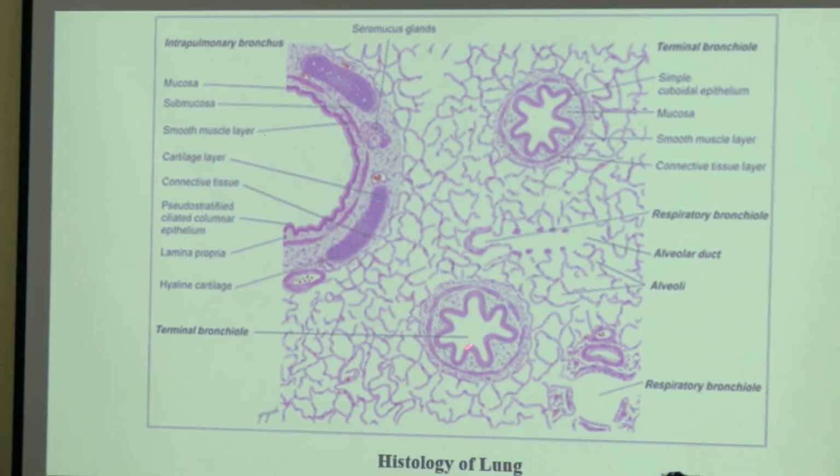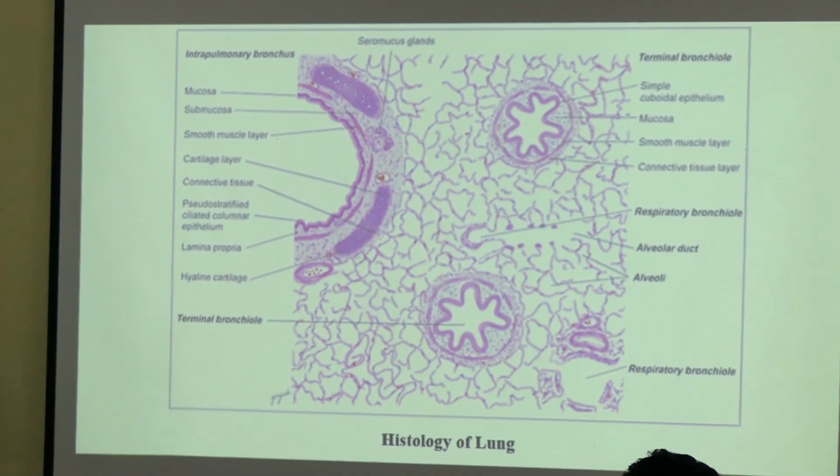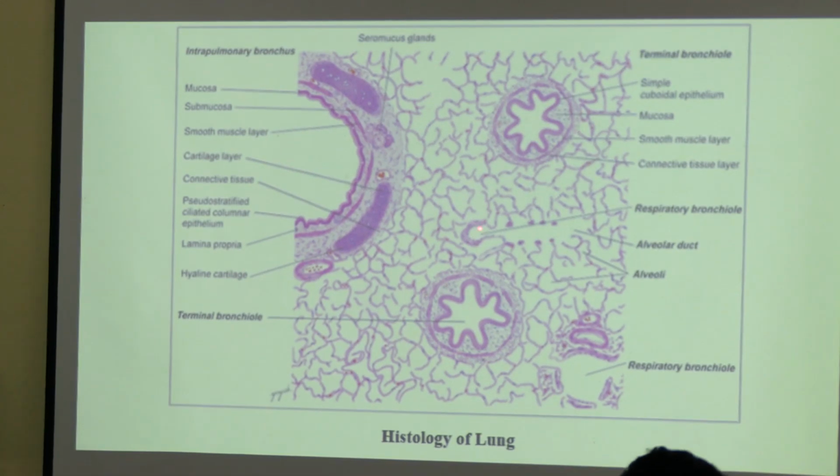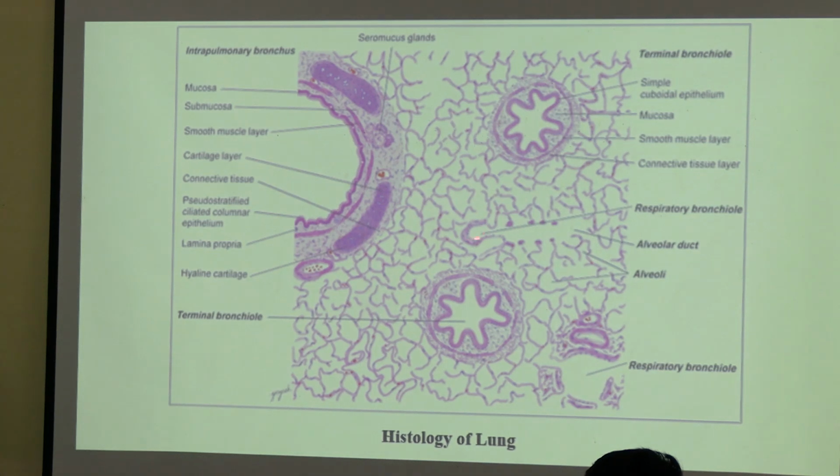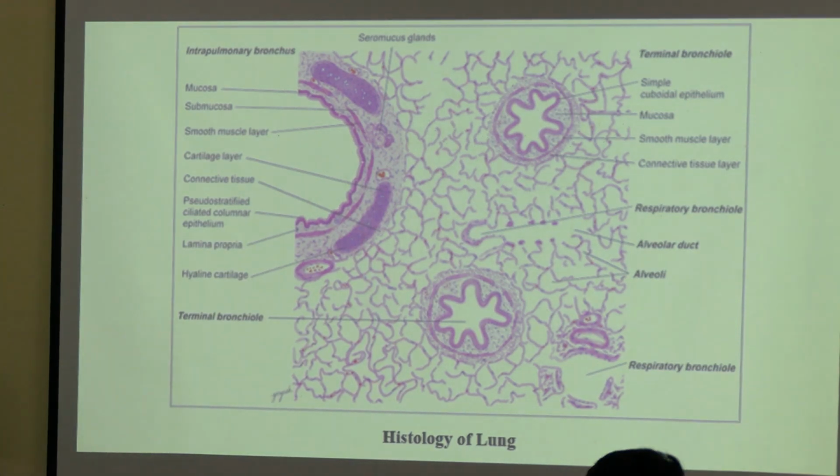Here one terminal bronchiole is there. Here also one terminal bronchiole is there. Now respiratory bronchioles, as I mentioned, these are very small. Though this is a schematic diagram, that's why it can be seen easily. But under the microscope it's quite difficult to identify. But still we'll try.